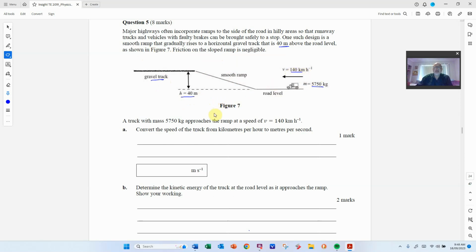Speed in metres per second, kilometres per hour. Convert the speed of the truck from kilometres per hour to metres per second. Well, we know that 1 kilometre per hour is equal to 1,000 metres per 3,600 seconds. So to go from kilometres per hour to metres per second, you divide by 3.6, and to go back the other way, you times by 3.6. So straightforward this one. 140 divided by 3.6 is equal to 38.9 metres per second.